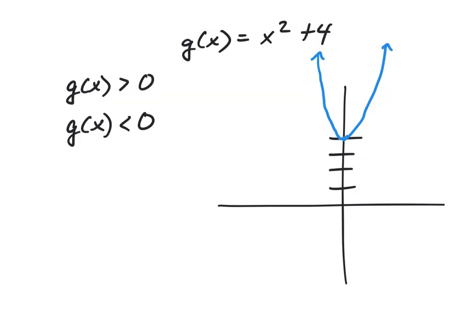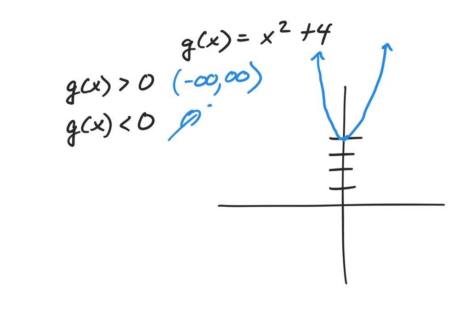When is this function greater than 0? When is it positive? Always, okay? It never drops below the x-axis. So all real numbers are positive. Any number that I plug into that function will give me a positive result. When is it negative? Never, okay? So in this case, we would say no solution, okay?